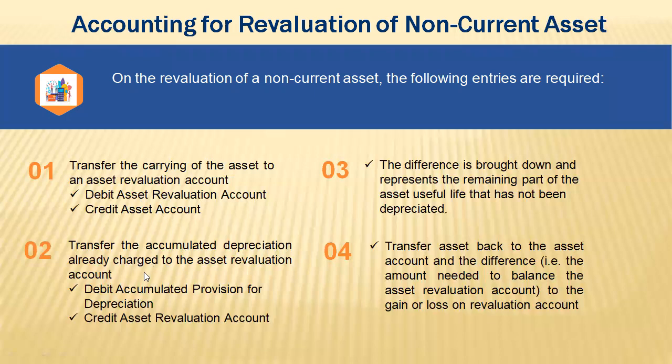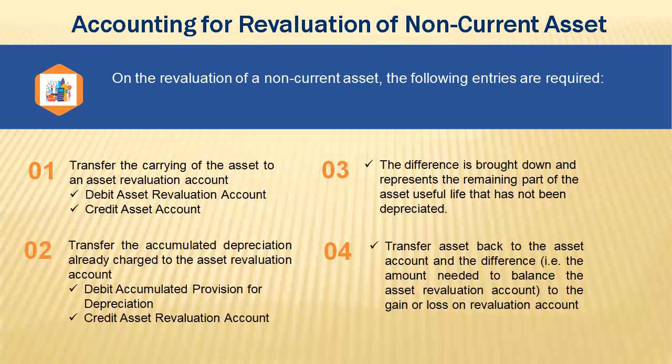The next thing we want to do is to determine our accumulated depreciation. If you are yet to watch my video on depreciation and how you calculate depreciation, it is important you go and watch it. After you have determined the accumulated depreciation, which will normally have a credit balance, in order to reduce what is in that account, we debit our accumulated depreciation account, or accumulated provision for depreciation account, as the case may be, and we credit the asset revaluation account.